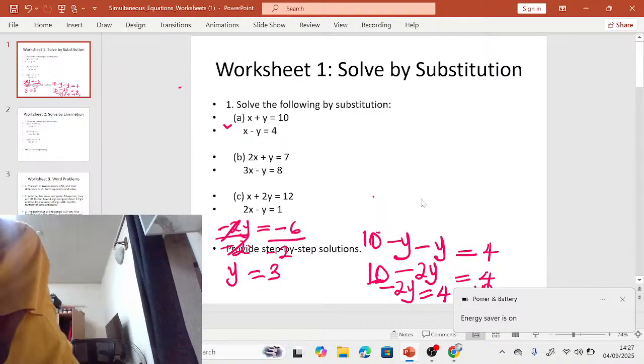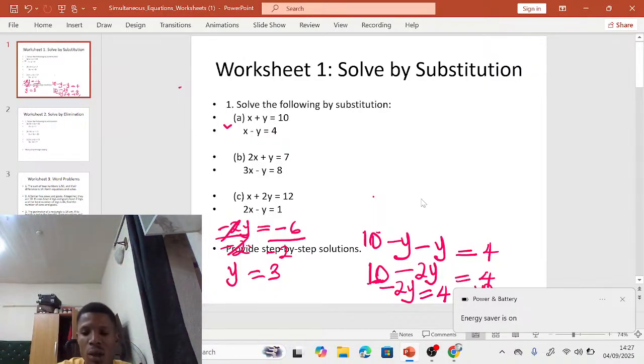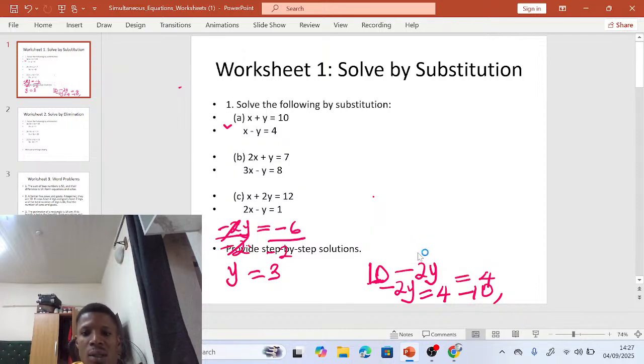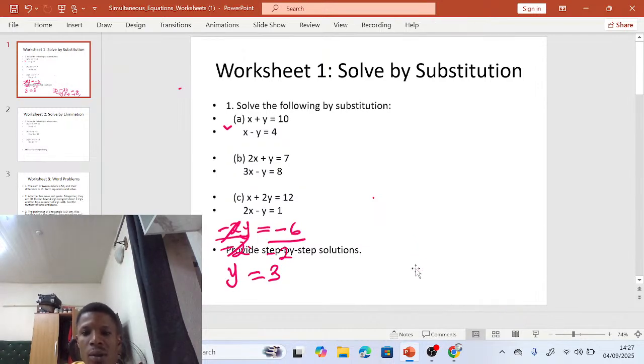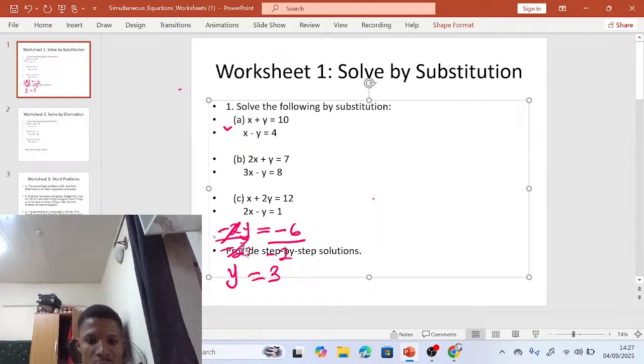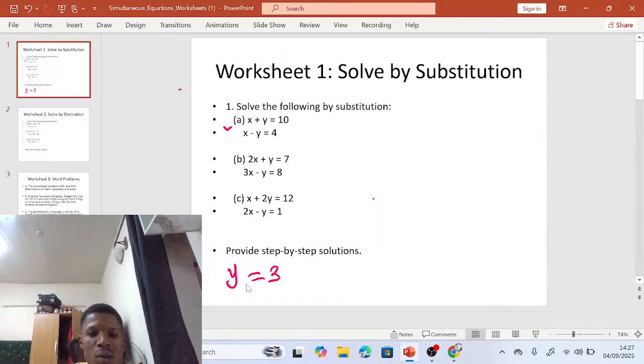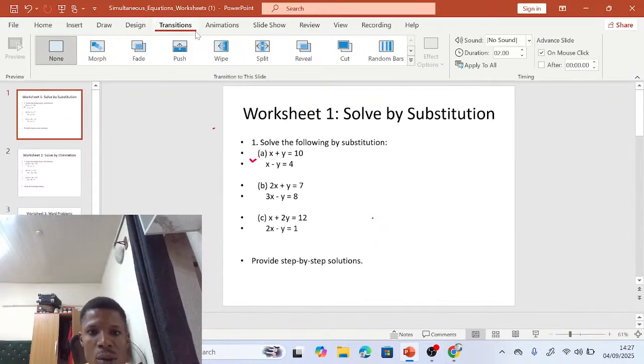So I want you guys to try the second question on the list. Let's know whether you get it well. Remember, the second question wants us to find the value of x and y. Remember, we are using substitution method. So what do we have to do when we have our equation 2?